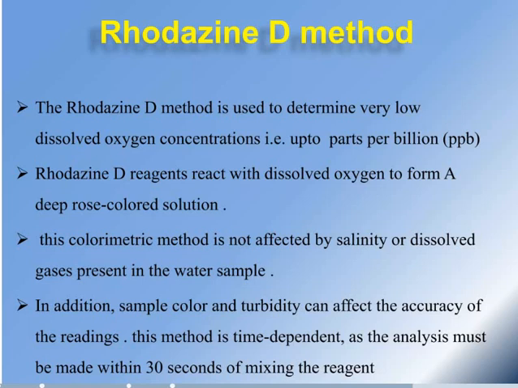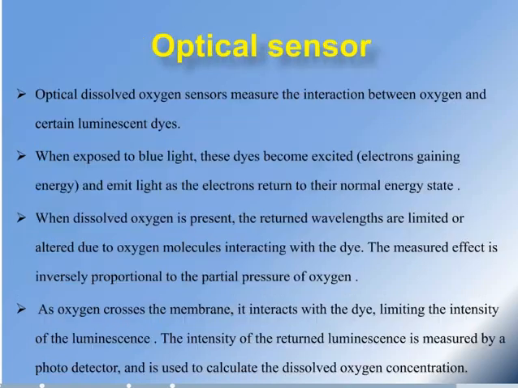So, the Rhodazine D method. What is this method? The Rhodazine D method is used to determine very low dissolved oxygen concentration, up to parts per billion. Rhodazine D reagent reacts with dissolved oxygen to form a deep rose colored solution. And this colorimetric method is not affected by salinity or dissolved gases present in the water. In addition, sample color and turbidity can affect the accuracy of the reading. This method is time dependent and analysis must be made within 30 seconds of mixing of the reagents.